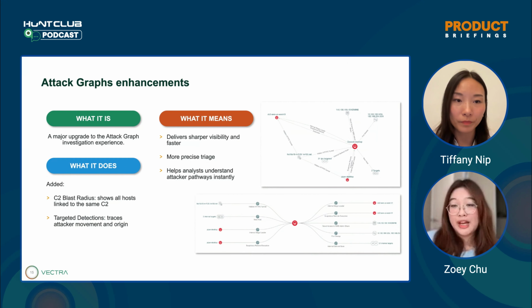So when we add that blast radius, we can actually see the impact of the attack itself. So we added that feature, and then we added targeted detections. And what that does is it actually traces the attacker movement and origin to patient zero, so the first place the attacker targeted.